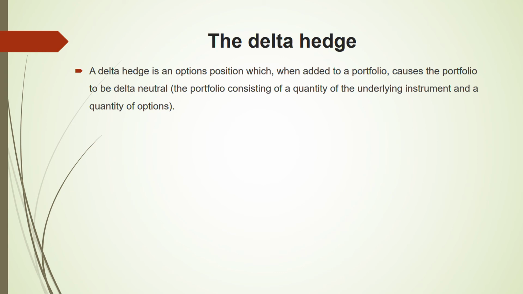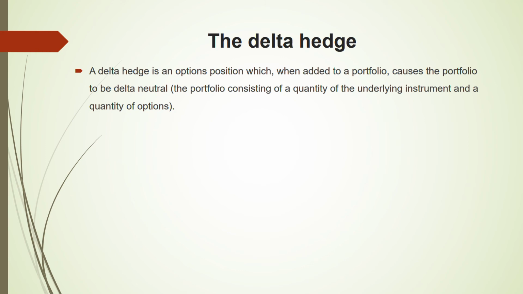There are 5 variables, remember, to value the option: exercise price, your underlying share price, your risk-free rate, standard deviation, and time. So if any of these changes, option price will change. Hence, that change is known as delta. So a delta hedge is an option position which, when added to a portfolio, causes the portfolio to be delta neutral.